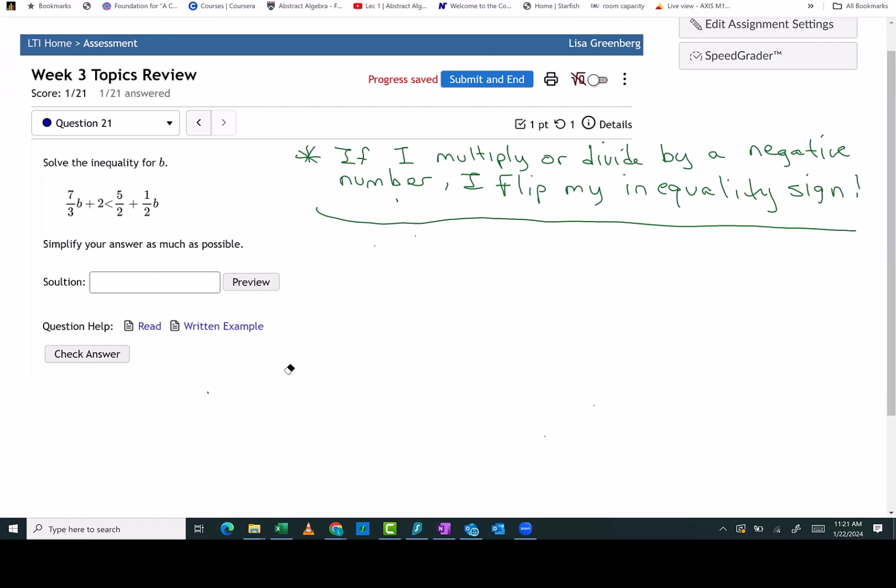All right, this is going to be our final question. We have 7/3 b plus 2 is less than 5/2 plus 1/2 b. Again, I'm going to show you a new technique.